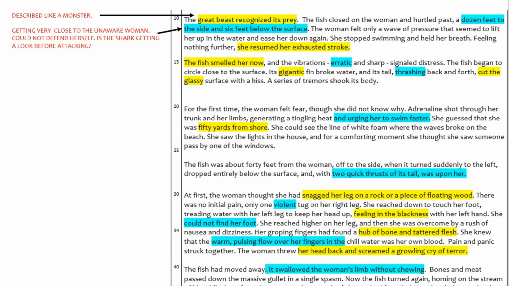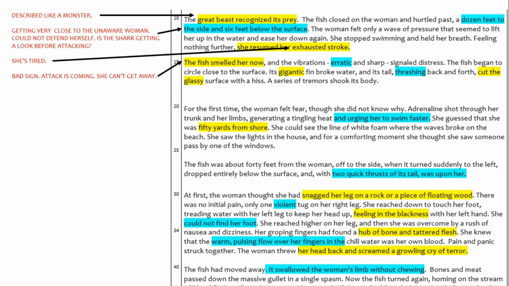A dozen feet to the side. So the shark is getting very close to the unaware woman. She can't defend herself. She doesn't know the shark's there. Is the shark getting a look before attacking? So the shark doesn't go straight forward. It's almost like the shark is sort of working out what it's going to do. She resumed her exhausted stroke. Okay, so that's exciting and dramatic just because the woman's tired. She's not going to be able to fight the shark off.